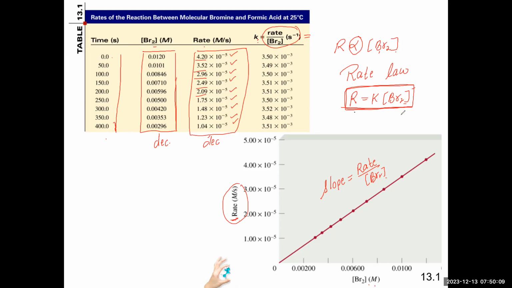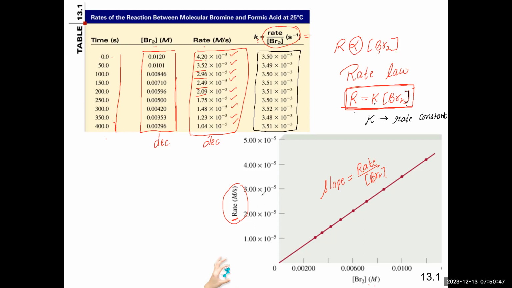Rate equals K times concentration of Br2. And this is your K, an important new term, small k. Generally we write it like this, but it's a small letter. And it is called the rate constant, which is the slope of this line. So is this rate constant changing? No, hardly any change. So that's the rate law.